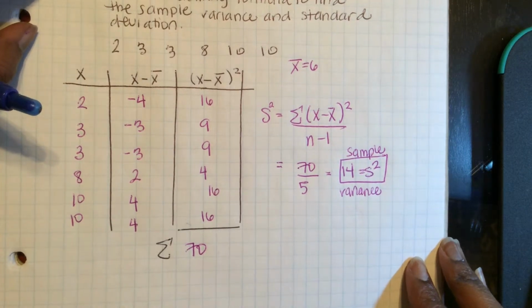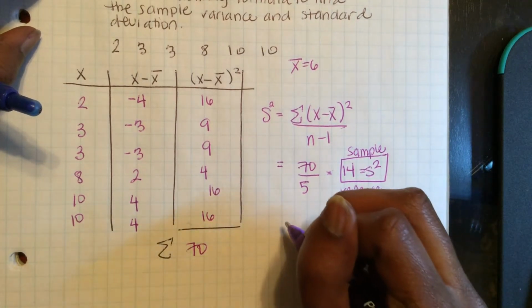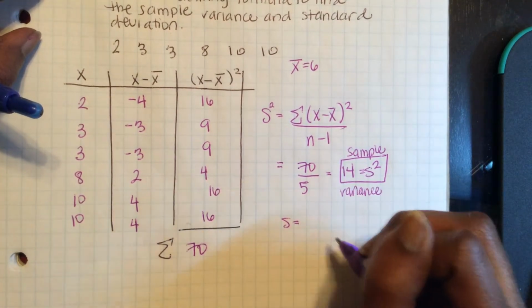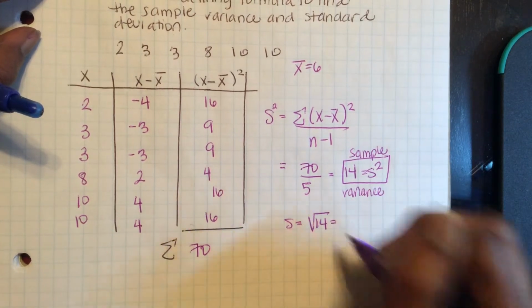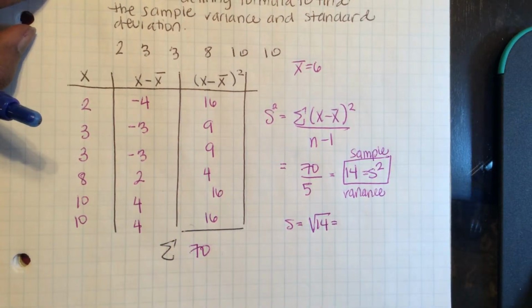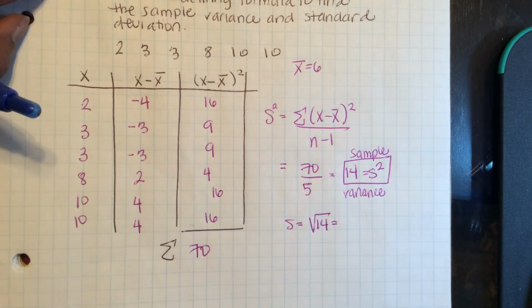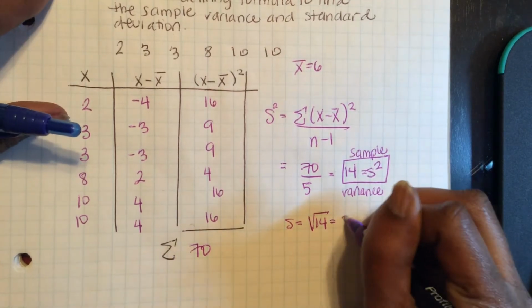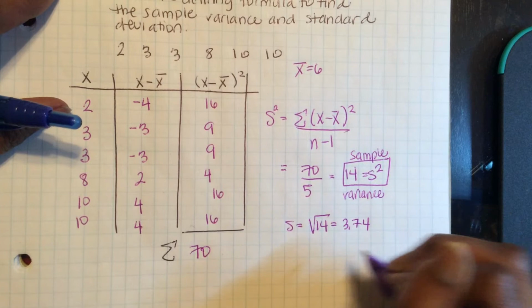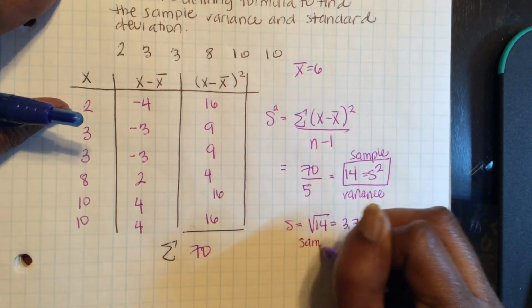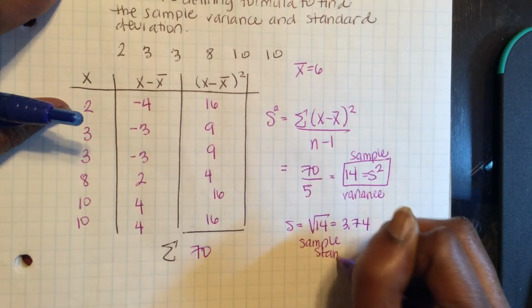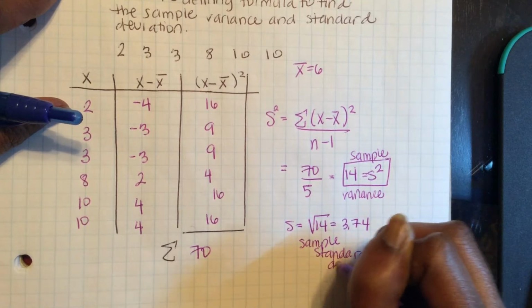So now in order to find my sample standard deviation, s, it's going to be the square root of 14, which is about 3.74. So that would be your sample standard deviation.